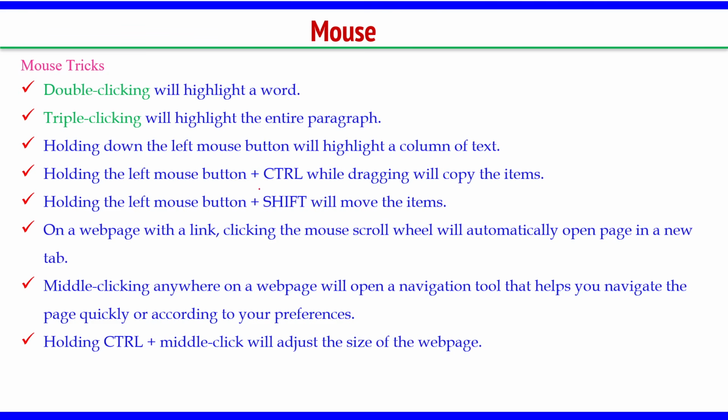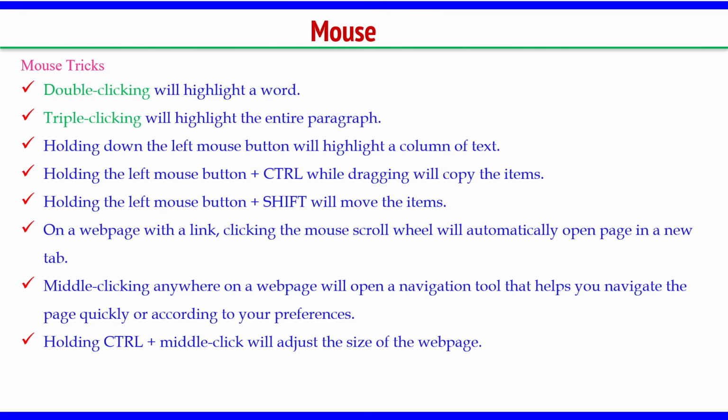Holding the left mouse button plus control while dragging will copy the items. If there is some item and I hold the left mouse button and control, the same content will be copied. Left mouse button plus shift will move the items. I can shift it from one place to another place in the document.